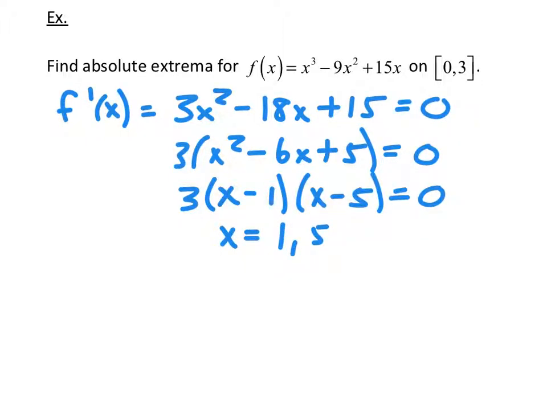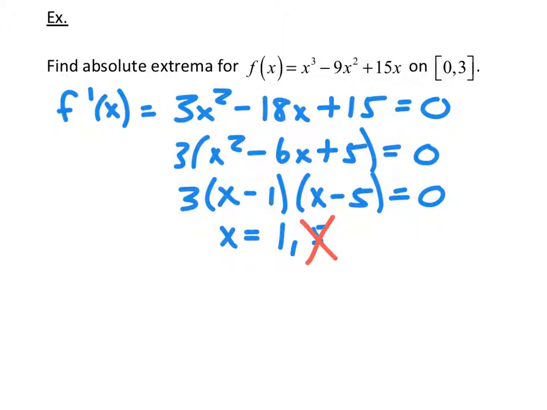Now, here's where you have to be careful. We are only solving between x equals 0 and x equals 3. So 1 is between 0 and 3, but 5 is not. So that one I actually do not want to keep, so I'm just going to draw an x through it, because it's not a critical value that we're actually going to keep between 0 and 3.